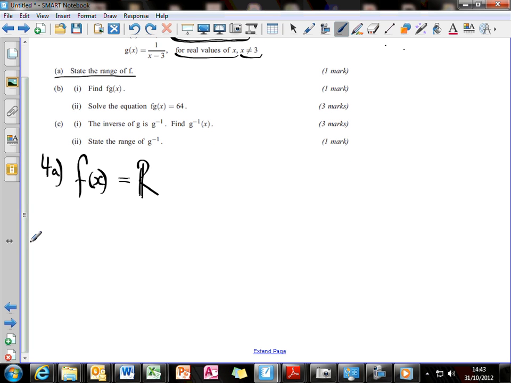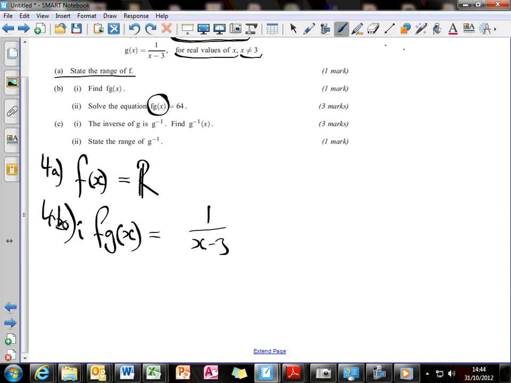Solve the equation fg of x equals 64. So first of all, we've got to do this composite function, work out what that is, and put it equal to 64, and then solve it. So we're doing 4b, part 1. We want to find out what fg of x is. So g of x is 1 over x minus 3, and f is x cubed, so it's going to be all of that cubed.